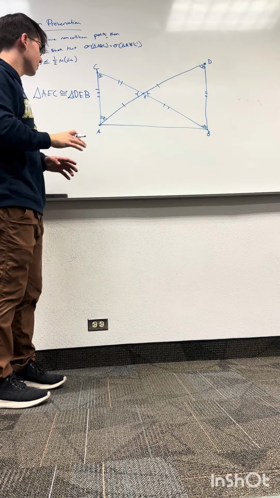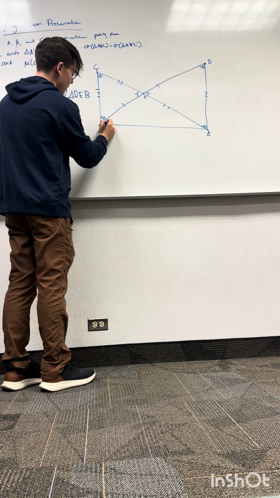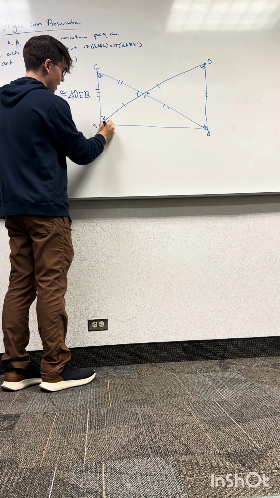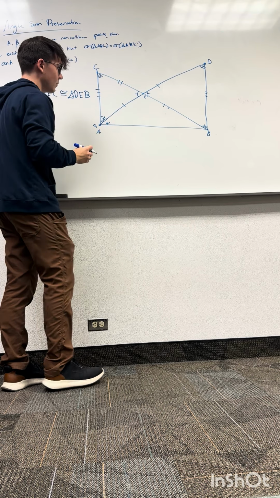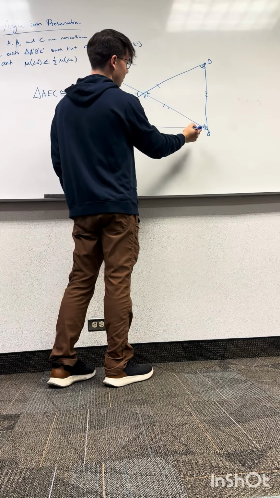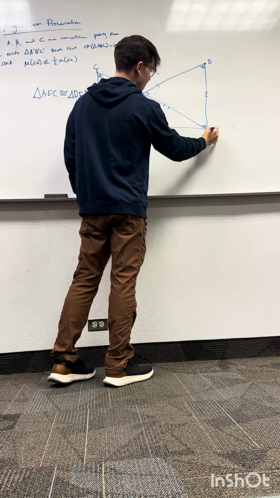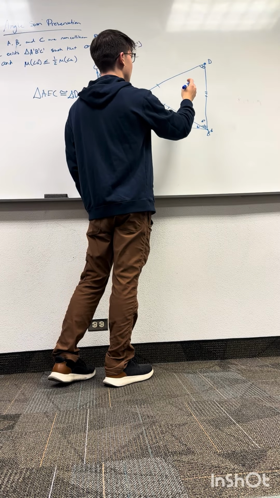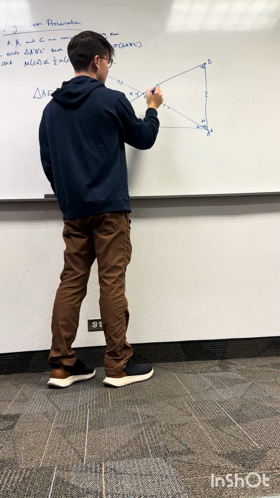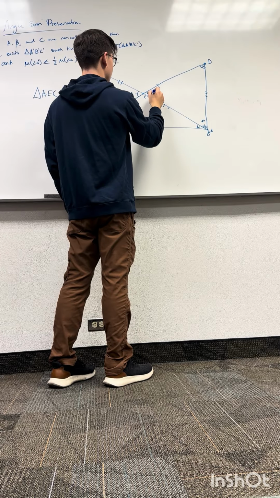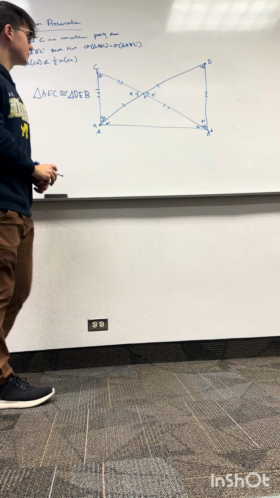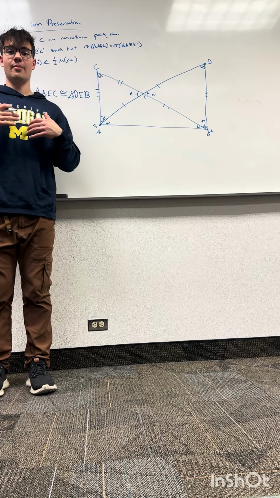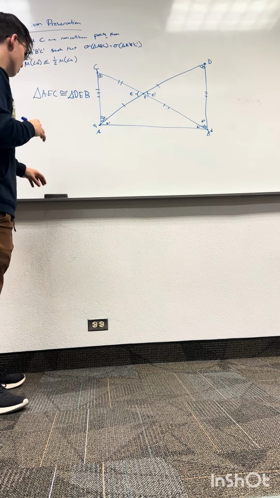So let's name some of these angles real quick. We're going to have A as the overall angle at A, and then we're going to have A prime and A double prime. Similarly, B, B prime, B double prime, and then we're going to have E and E prime. Perfect.